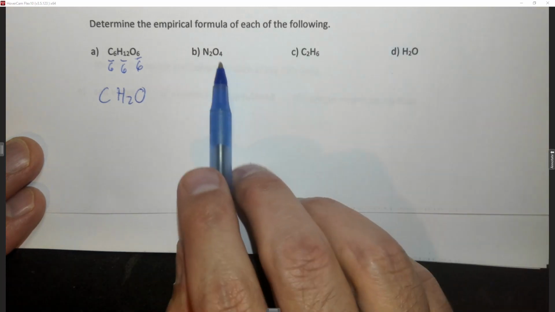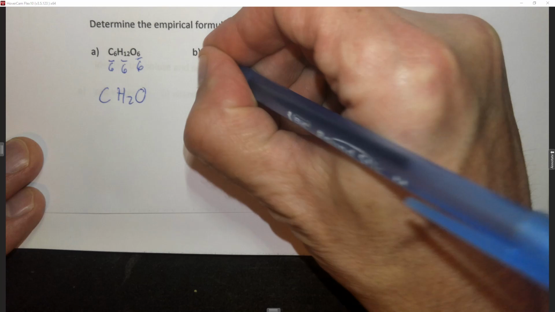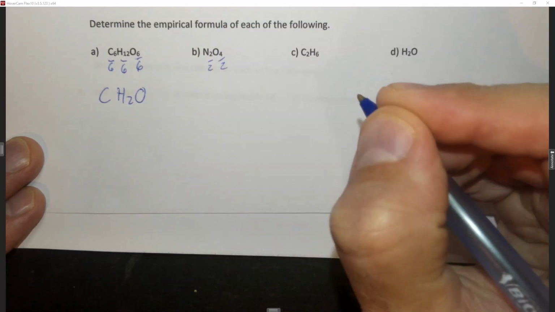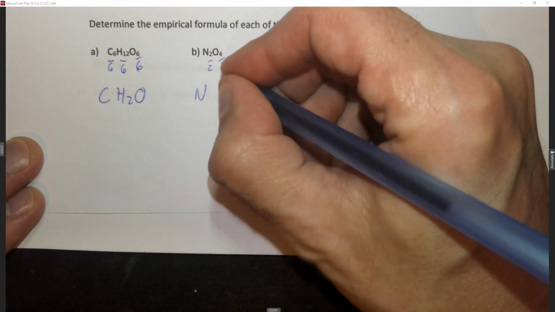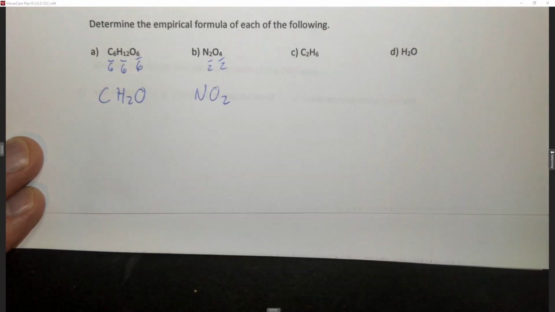N2O4, same thing. Here the common denominator is 2. So we divide this by 2, we divide this by 2. So 2 divided by 2 is 1, so N. 4 divided by 2 is 2, NO2.